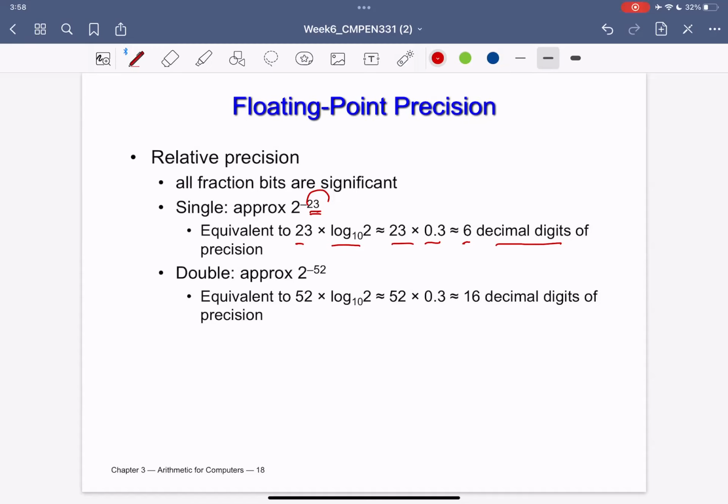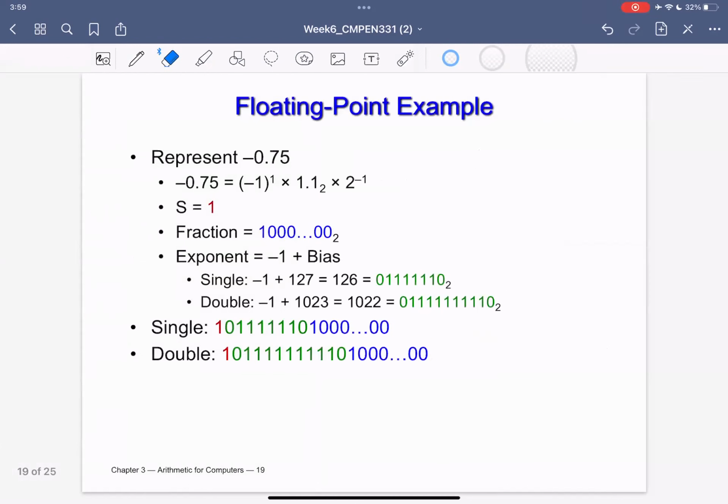If it is not enough, you can use the double. Instead of 23, you will have 52. So 52 multiplied by the log, it's 52 multiplied by 0.3. We can go up to 16 decimal digits. So you can differentiate between 2 numbers with 16 decimal digits, which is, of course, very high precision in that sense.